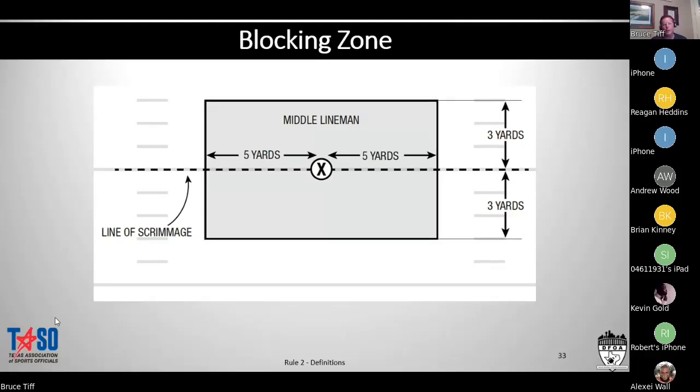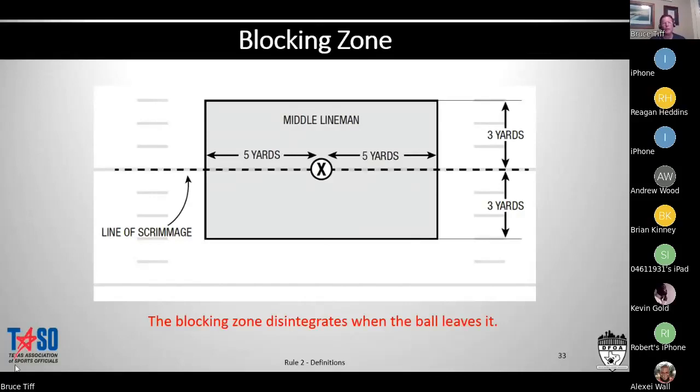So if you look at this case, it's not the snapper, it's the middle lineman. And then we're going to go 5 yards left and right, and then we're only going to go 3 yards behind and 3 yards beyond the line of scrimmage. That's your blocking zone. And again, just like the tackle box, the blocking zone disintegrates when the ball leaves it.